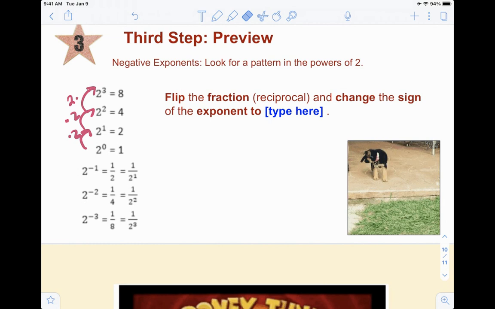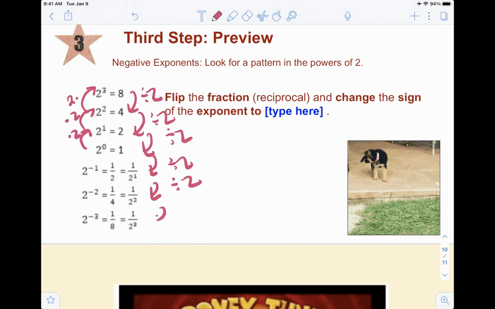All right, so if I'm going the other way, I'm going to divide 8 by 2 and get 4. I'm going to divide 4 by 2 and get 2. I'm going to divide 2 by 2 and get 1. And so that makes sense. I'm going to take 1 and divide it by 2 and get a half. And take a half and divide it by 2 or multiply by 1/2. I'm going to get a fourth. And then a fourth times a half or divided by 2 is 1/8.